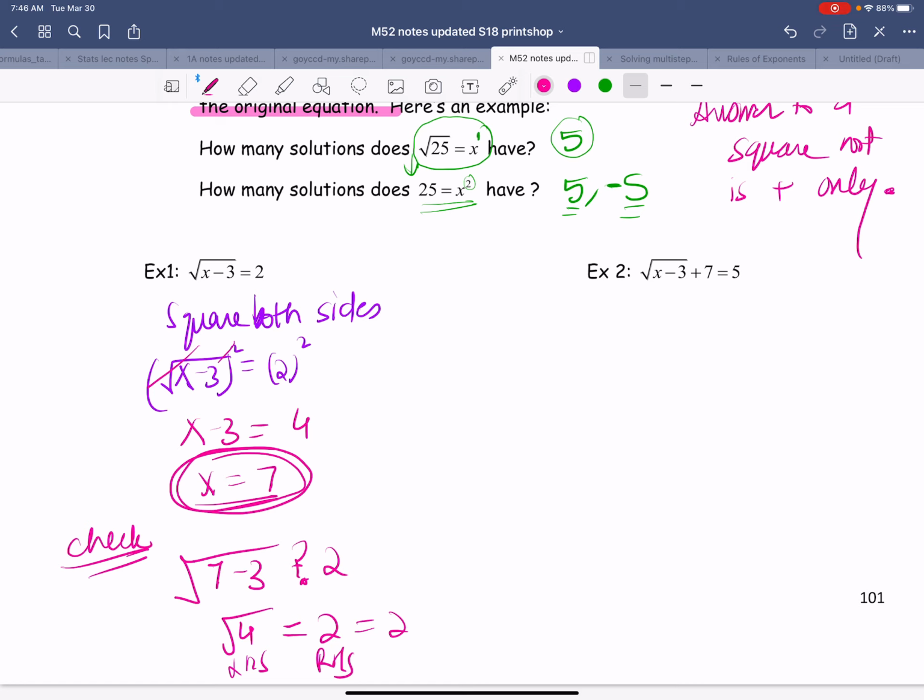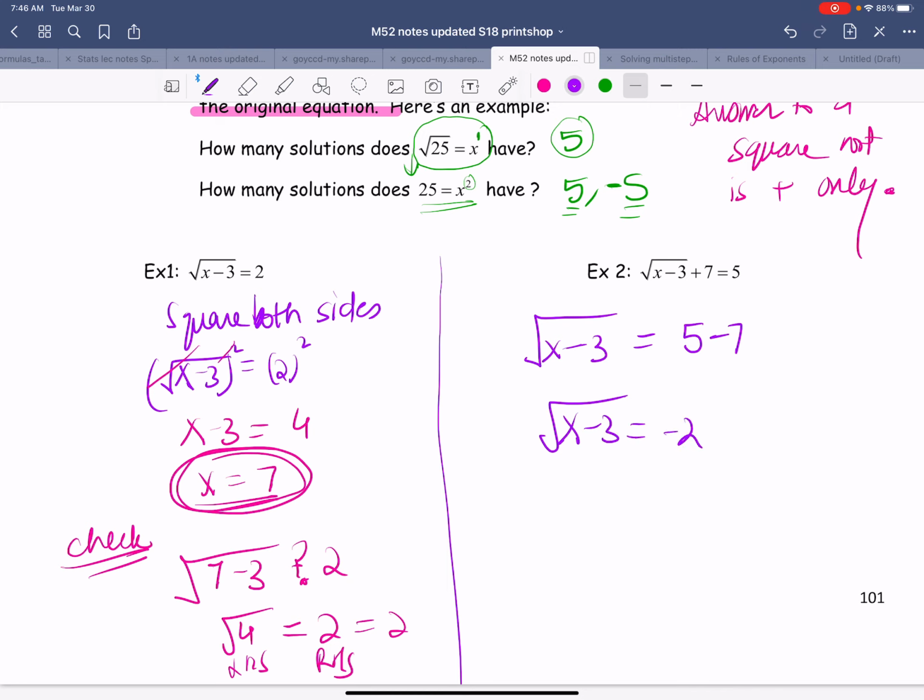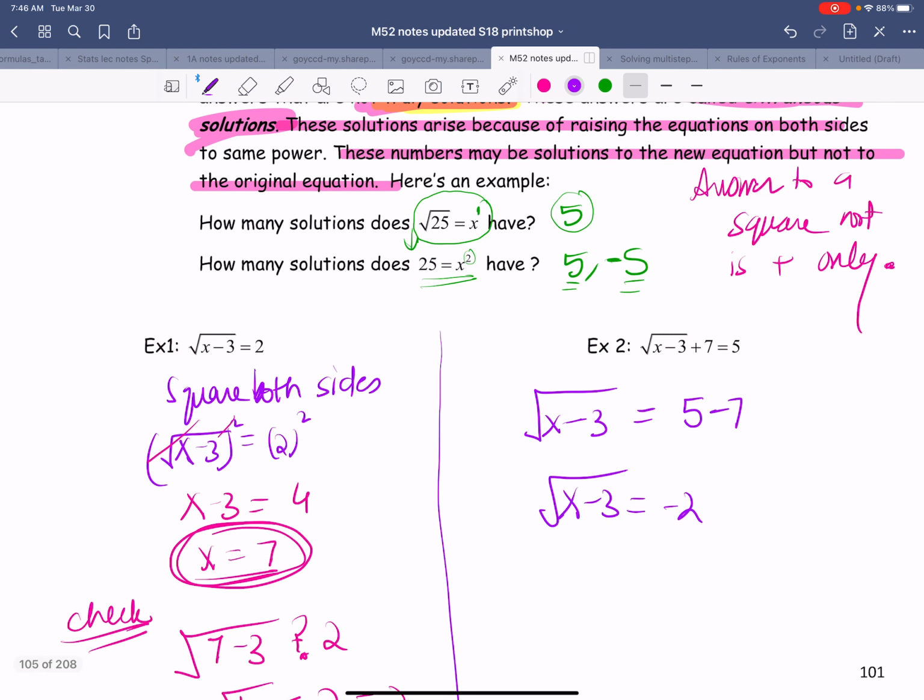Example number 2, my first step would be to isolate the radical. So I'm going to subtract 7 from both sides. Square root of x minus 3 is 5 take away 7, which is negative 2. At this point, the bell should go off in my head. The answer to a square root is positive only. So I see the danger here, and I already see this is not going to work out.